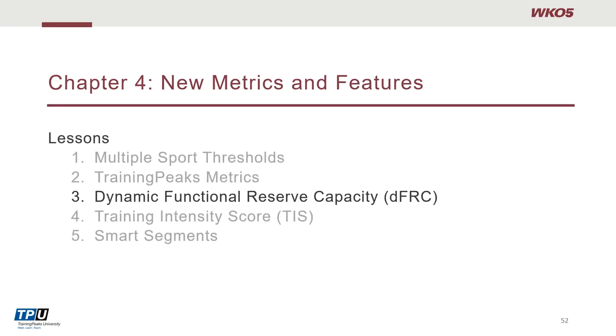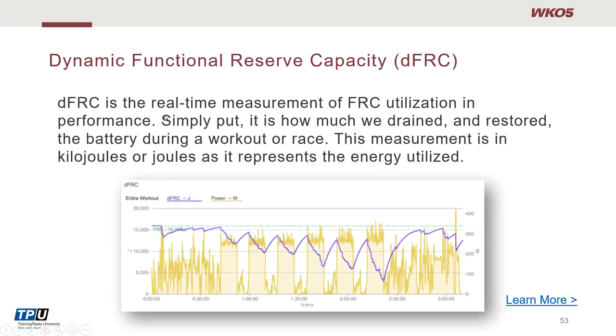3. Dynamic functional reserve capacity, or DFRC. DFRC is the real-time measurement of FRC utilization and performance. Simply put, it's how much we drained and restored the battery during a workout or race. This measurement is in kilojoules or joules as it represents energy utilized. Functional reserve capacity in WKO5 language is very similar to W', or anaerobic work capacity. And it really is measuring your ability to sustain an effort over threshold.